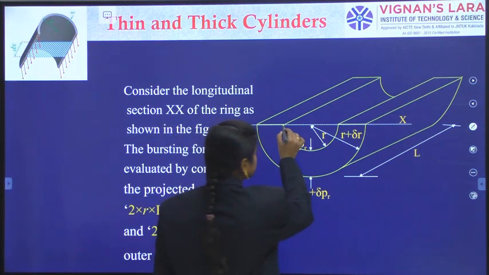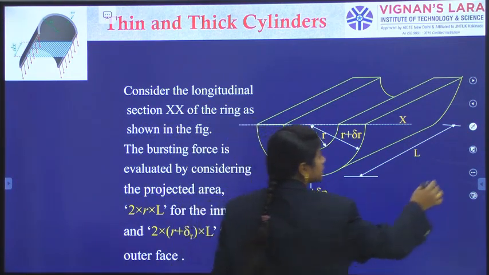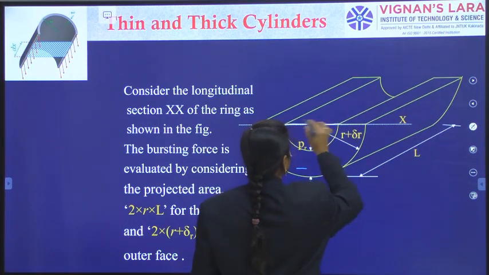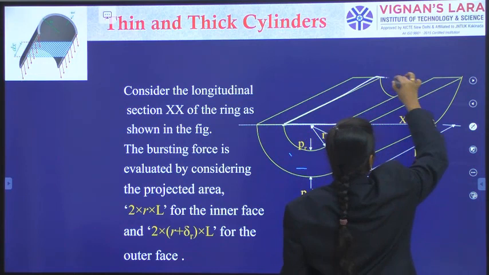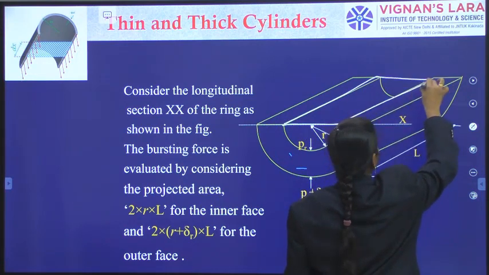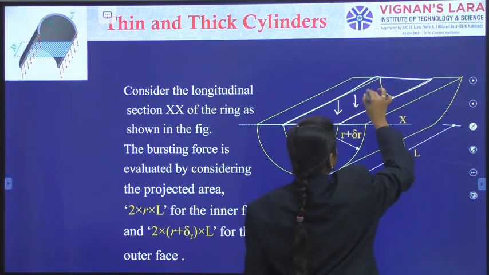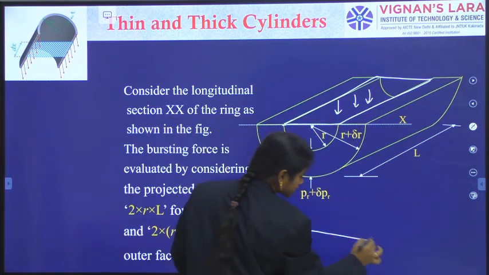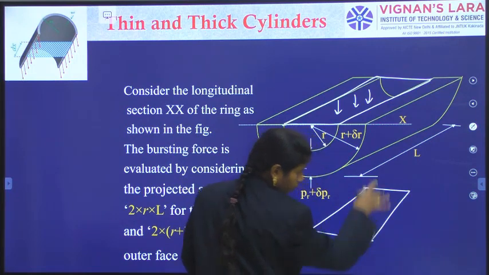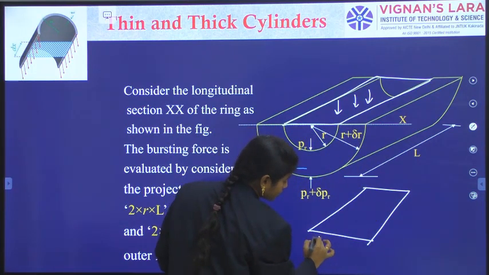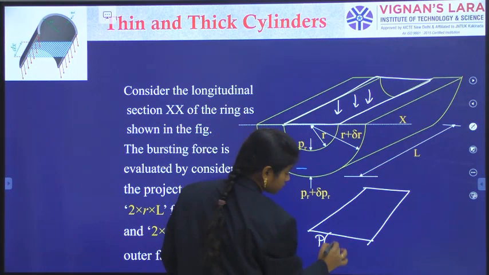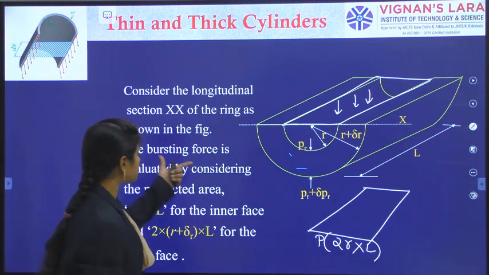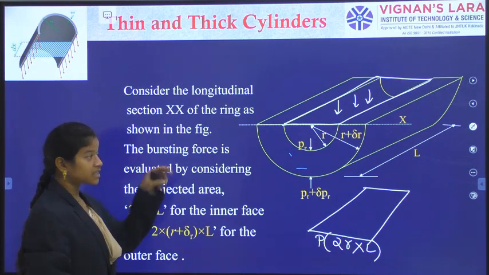See here, this way we have already generated what the fluid is offering with a dimension as a rectangle like this. On this surface, this is P into 2R into L. So the bursting force is evaluated by considering the projected area.